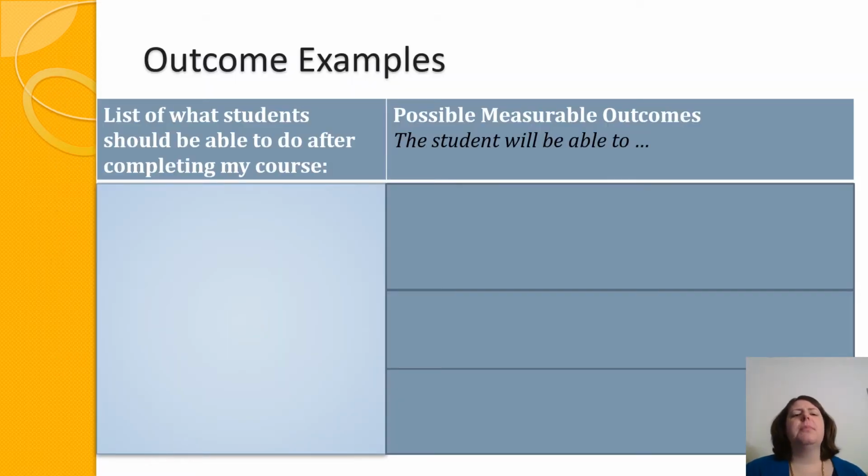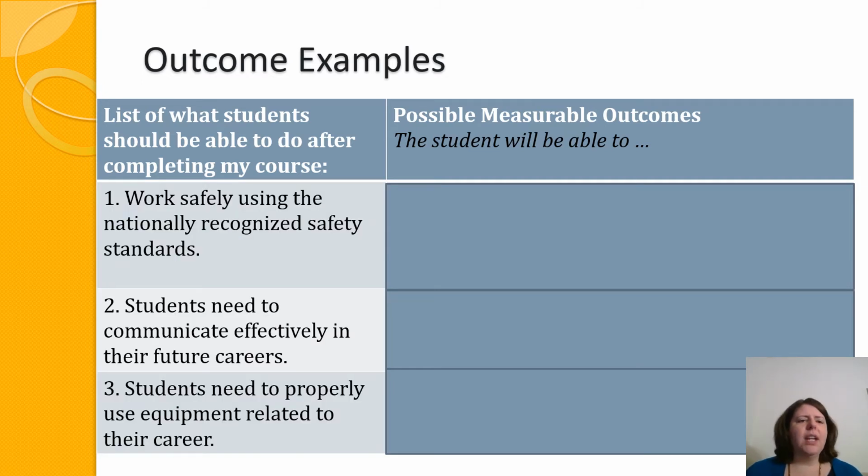So let's take a look at some examples of outcomes. I just picked a general set of things that students should be able to do after completing a particular course. I didn't have one in mind, but I mentioned if you start out with your course or your program and you're trying to write outcomes, list out some things that you know a student should be able to do once they've completed the course. So the first one I say is work safely using nationally recognized safety standards. This hits a lot of different courses and programs.